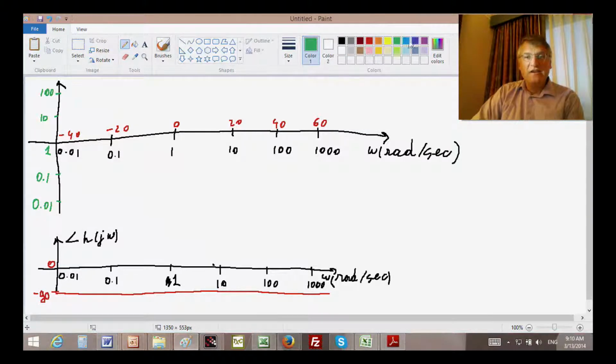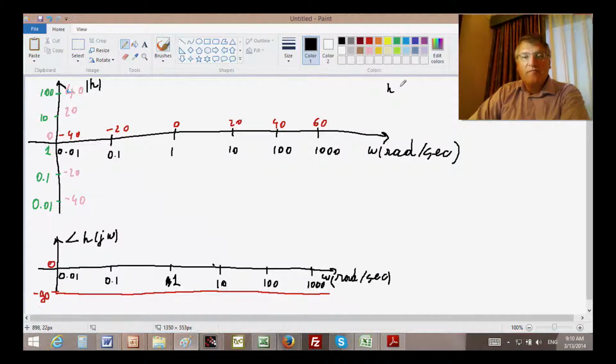In dB, that corresponds to 40 dB. Let me try another color. That will be 40 dB. That will be 20 dB. That will be 0 dB next to 1. Then that will be minus 20 dB. And that will be minus 40 dB. I said that expressed in decibels, both along the omega axis and along the value of H axis, the y-axis, its magnitude.